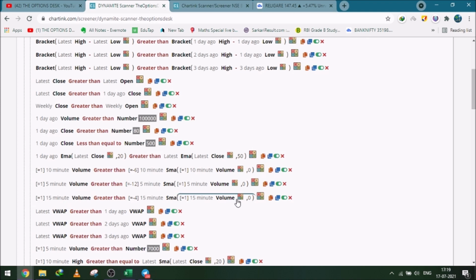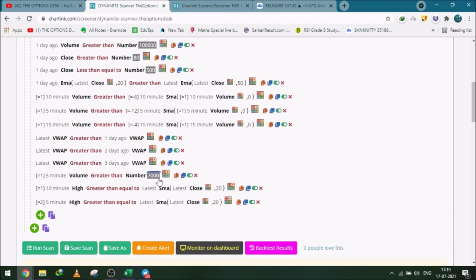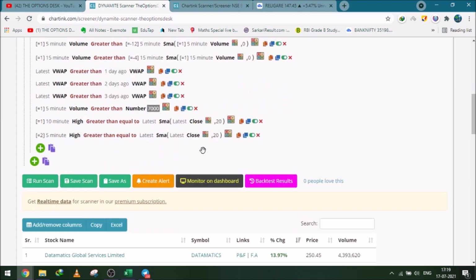And the same goes for the 15 minutes. The VWAP must be greater than the VWAP of 3 days ago, and the first volume should be greater than 7,000. That means at least 7,000 quantity should have been bought in the first volume, and then this is going to get you the stock for the scanner.